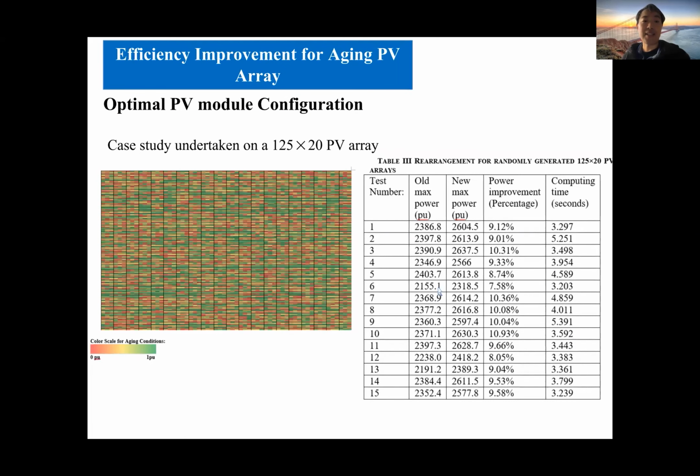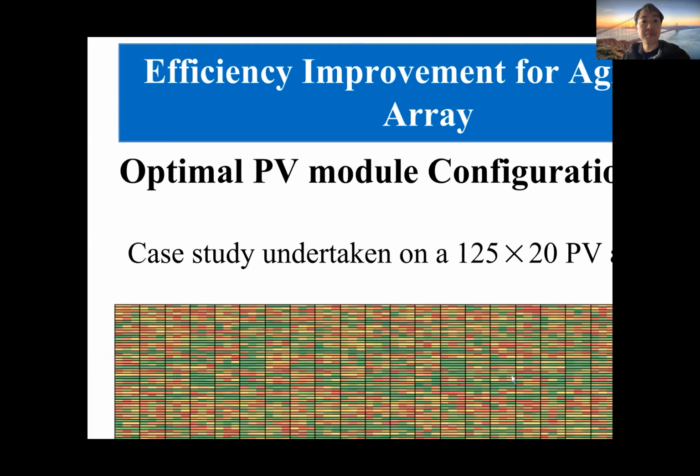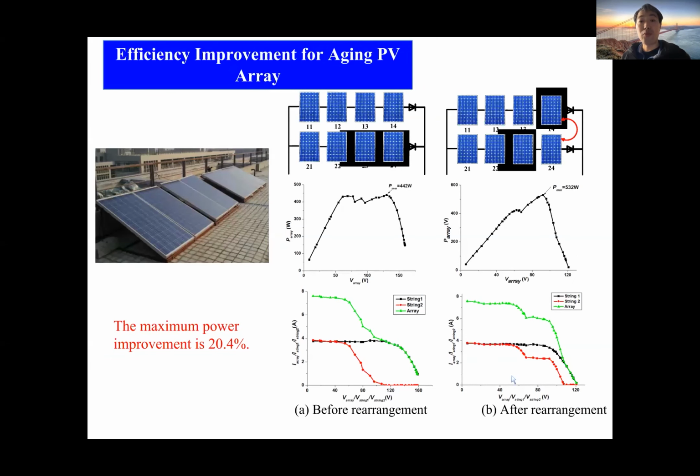And this is a case study of a larger PV array. It's a 20 PV array, about a 400 kilowatt large scale PV array. By our algorithm, we can improve the efficiency by 10% without replacing any PV modules. We also did an experiment to verify our algorithm. This is a 2 by 4 PV array. We just swap some places of PV modules and we can improve the energy output by about 20%.